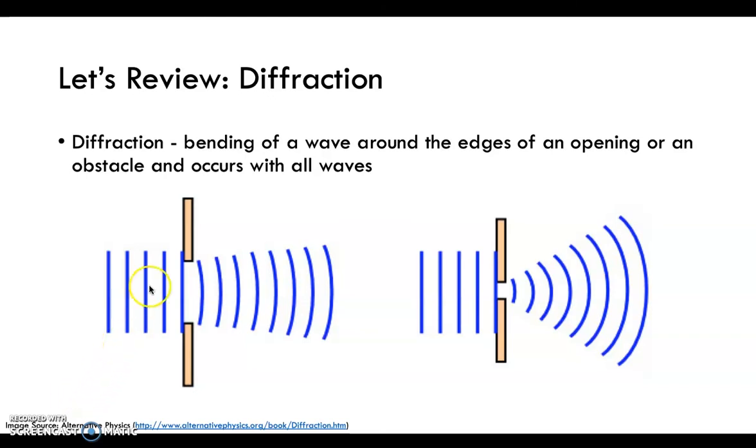So in these pictures, we see that the waves, as they come in contact with an obstacle or an opening, begin to bend and change shape. And they do this according to the size of the opening. So you see this here, they're bigger, and this here, they're smaller. And so it just affects the way that the wave bends.